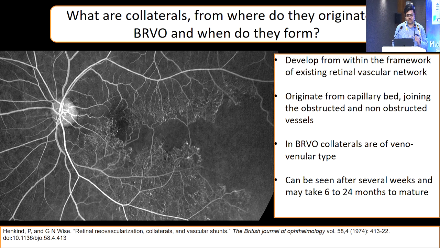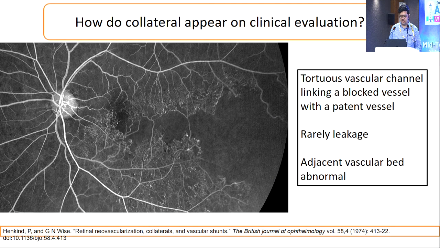So I'll be presenting a curious case of collaterals. Just to give you a background, what are collaterals, and in BRVO, where do they originate from and when do they form? They are nothing but vascular structures that develop from the existing vascular beds. They originate from the capillary bed and they join the obstructed and the non-obstructed vessels. There are three types of collaterals: arterioarterial, arteriovenous, and veno-venular. In BRVO, the collaterals are of the veno-venular type, and they generally take anywhere from several weeks or 6 to 24 months. On clinical evaluation, they appear as tortuous vascular channels which link a blocked vessel with a patent vessel, as we can see over here.